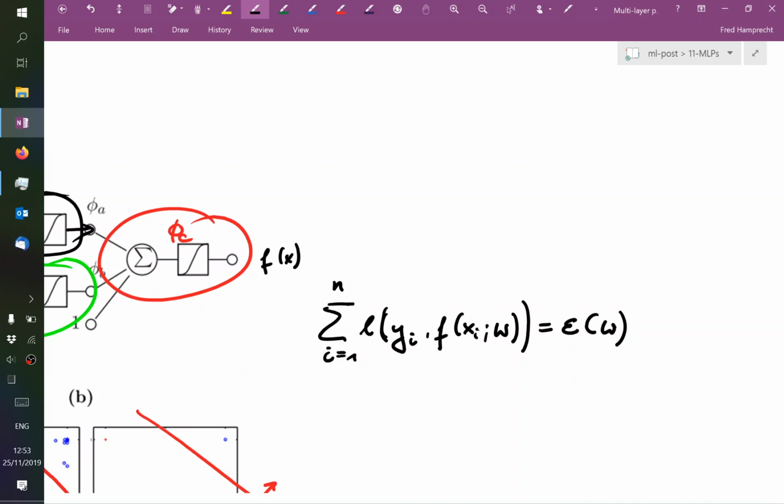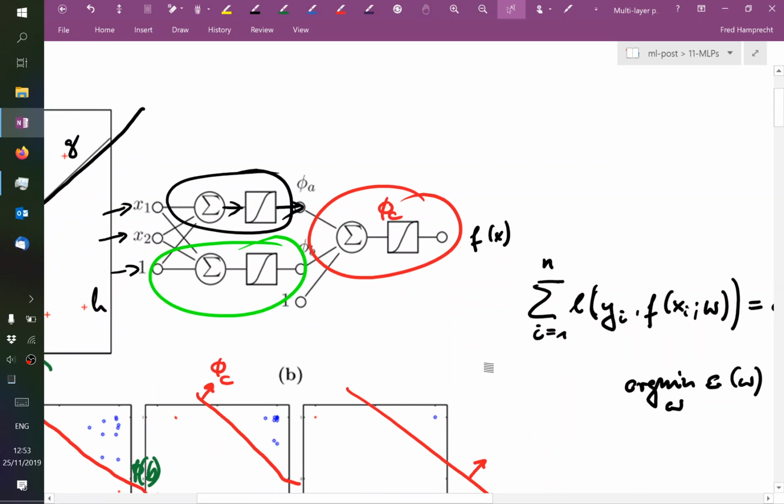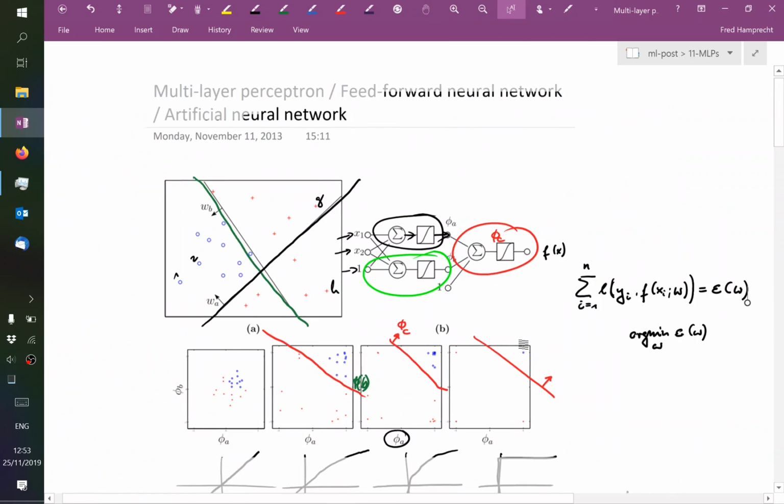And now you ask, but what W are the good ones? What we do at train time, on an abstract level, is minimizing this epsilon of W over W. Of course, this does not say how I do it. In practice, we do it by some version of gradient descent, and more details on that on Wednesday.